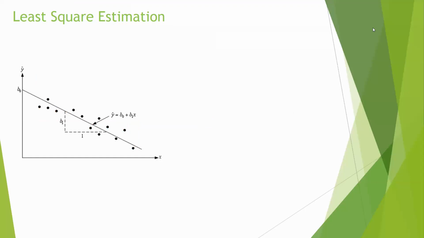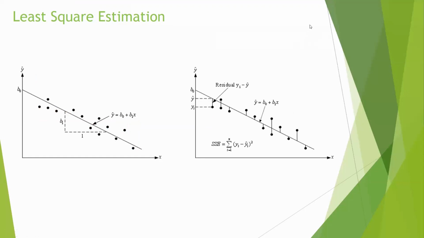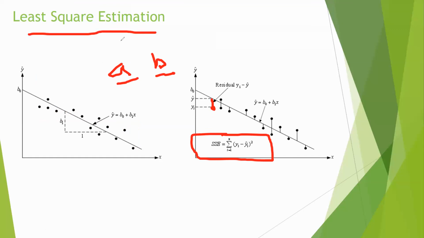I hope this is clear. Any questions here? This is the least square estimation. For each possible line, we calculate the deviation, the residual, between each data point and the line, and we square it and make a summation. And the parameters, A and B, the least square estimation for these two parameters, will be selected to minimize this error term. So we call this the error terms.